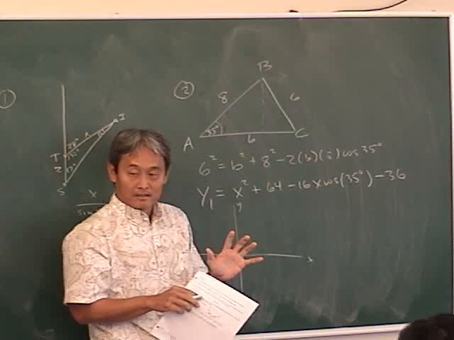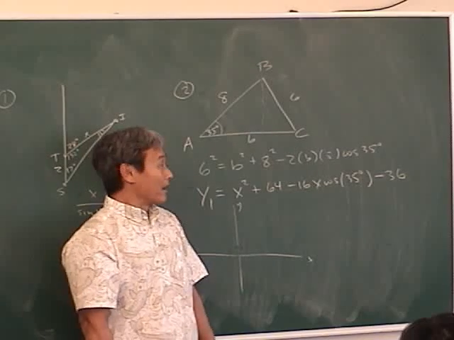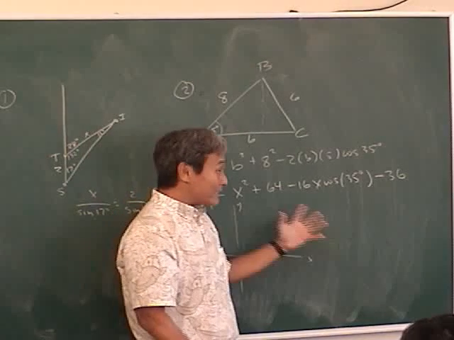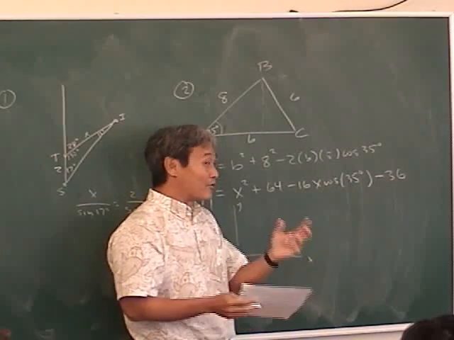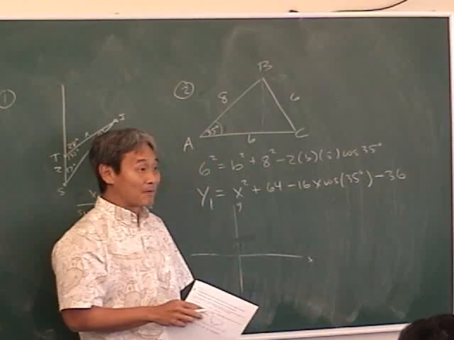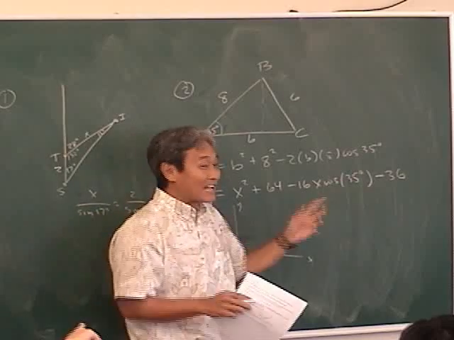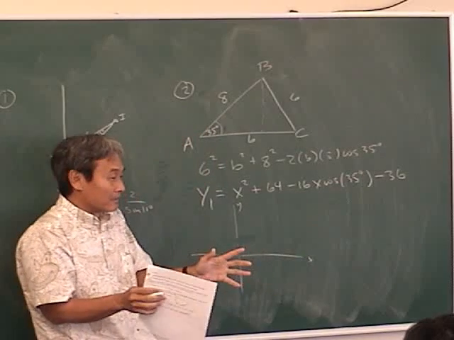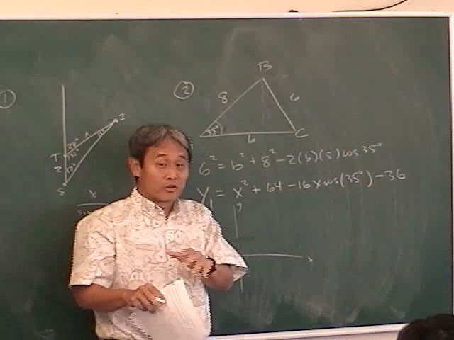Where's the degrees? No, the mode. If you're in degree mode, good, because then it's going to go cosine of 35 degrees. But if you're in radian mode, it's going to go cosine of 35 radians, and then that's a negative 8. If you put the degree sign in, you don't have to worry. You'd have to convert it. Oh, I don't know. Okay, well, tomorrow you better know.